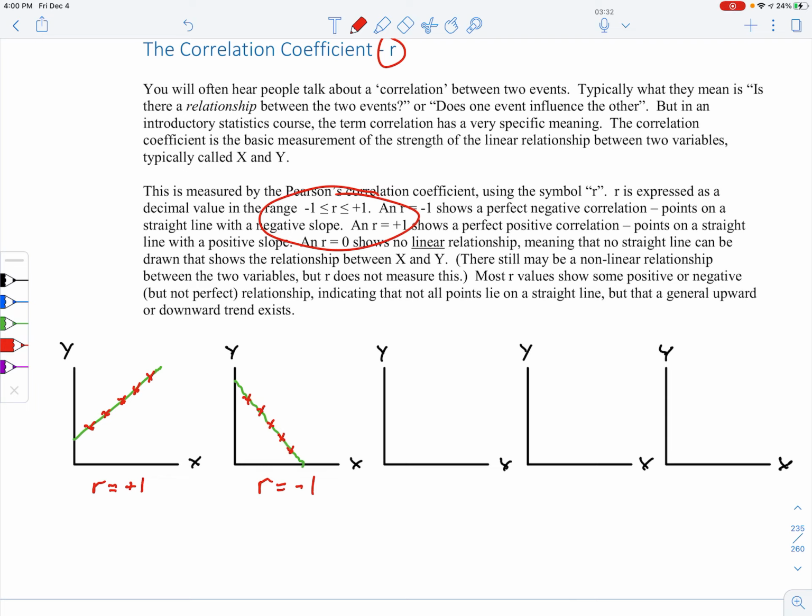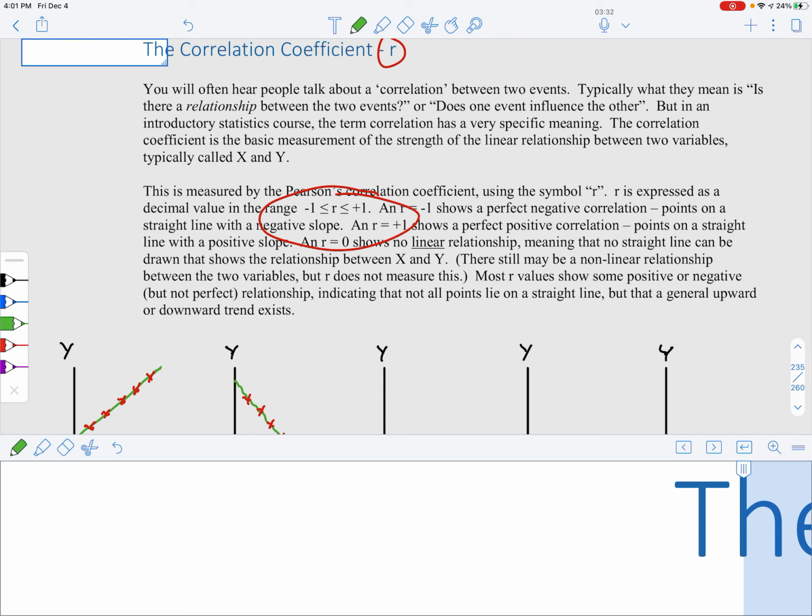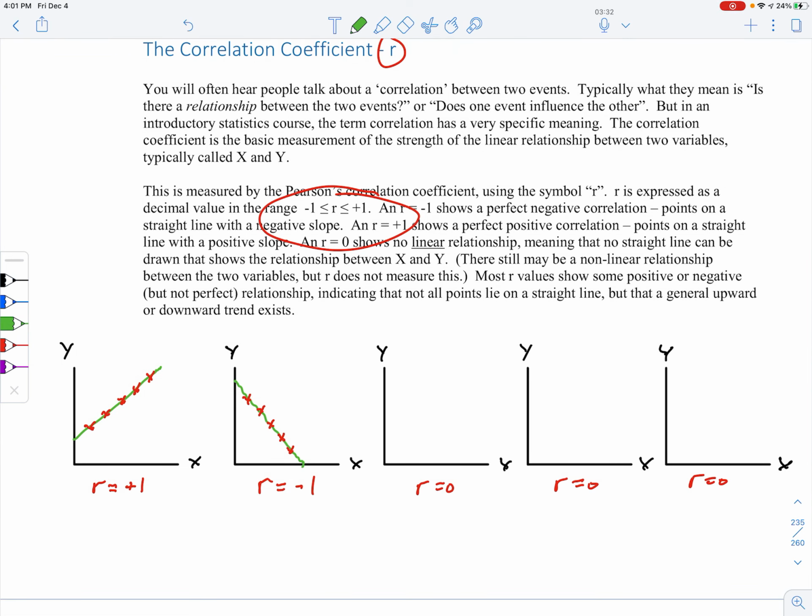Let's take a look, though, at an R equal to 0. So these are going to be 3 examples where your R is equal to 0. Here's one, and that is if you end up with all of the points on a line, but that line is horizontal. So they might be exactly on the line, but what this is saying is that as x increases, y does nothing. It has no effect on y. So there's no linear correlation between them, or the correlation is 0.